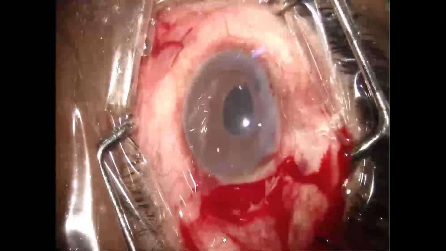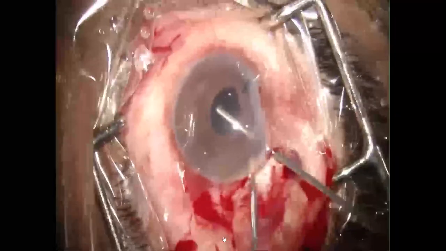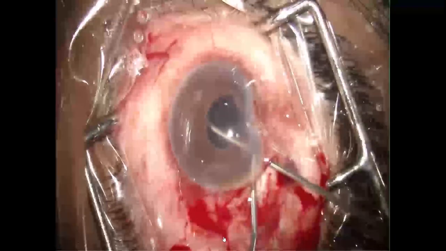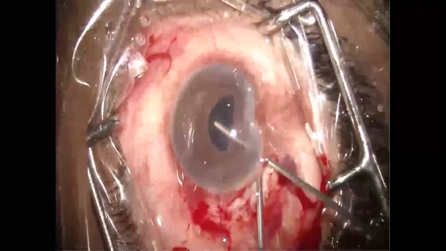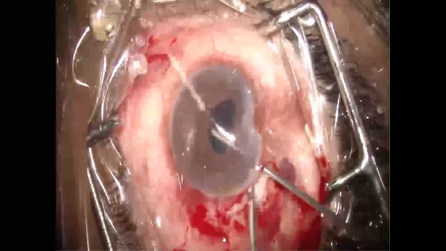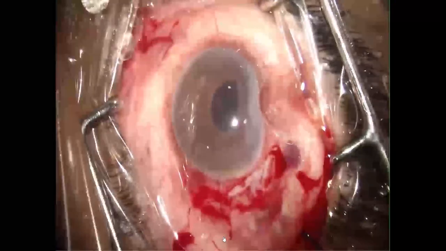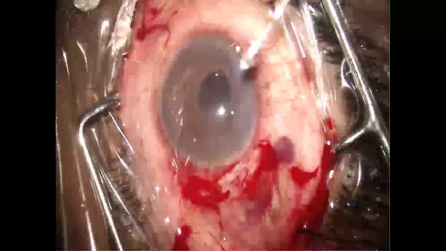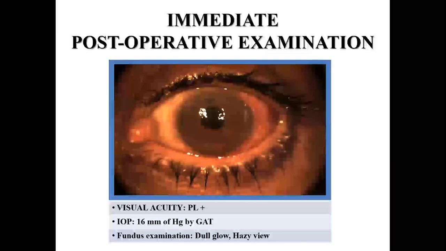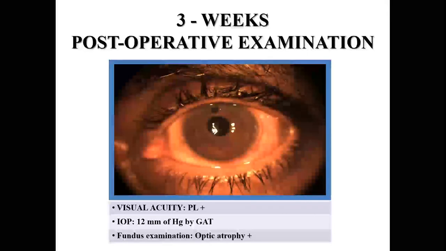So anterior vitrectomy was performed. So the entire vitreous was cleared, the blob that was blocking the pupil and the PI. So after a good vitrectomy, the AC was formed. And the case was closed. So this is the picture immediately post-operatively, on the next post-operative day. The IOP had come down to 16 millimeters of mercury. The cornea was quite clear. The fundus examination still showed a dull glow. This is the picture 3 weeks post-operatively. The IOP had now further come down to 12 millimeters of mercury, and the fundus examination revealed optic atrophy.